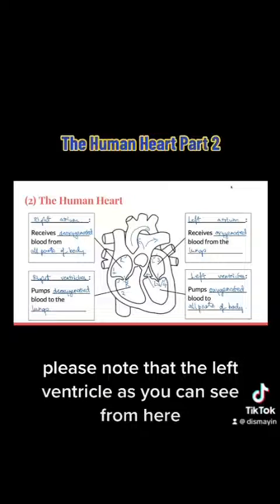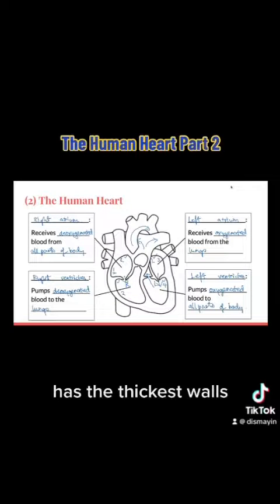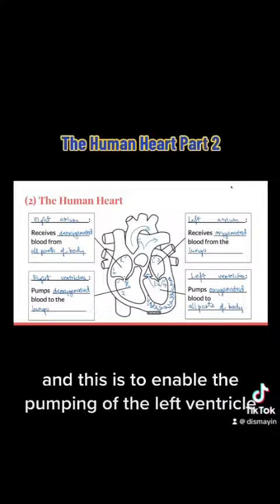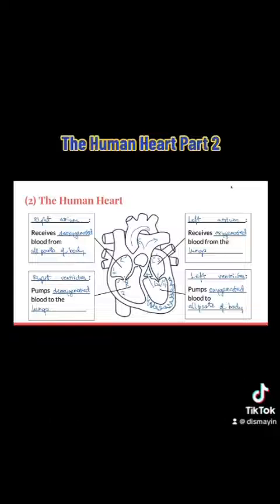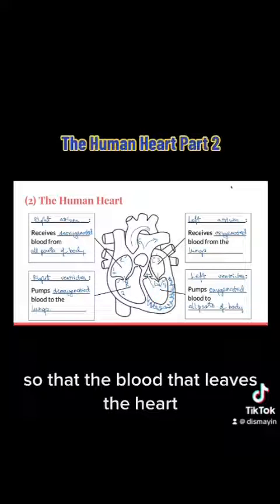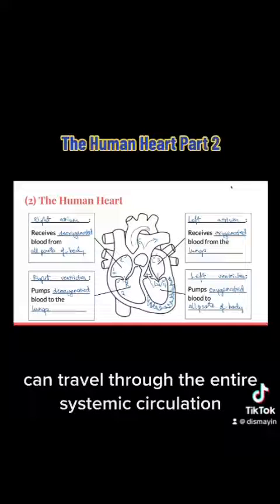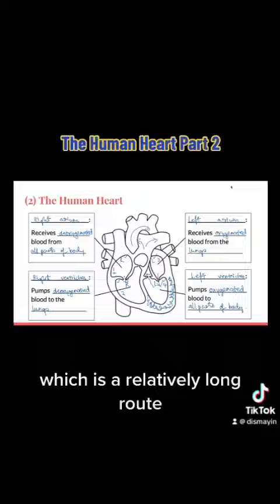Please note that the left ventricle, as you can see from here, has the thickest walls in the structure of this heart. And this is to enable the pumping of the left ventricle to create the highest pressure so that the blood that leaves the heart can travel through the entire systemic circulation, which is a relatively long route.